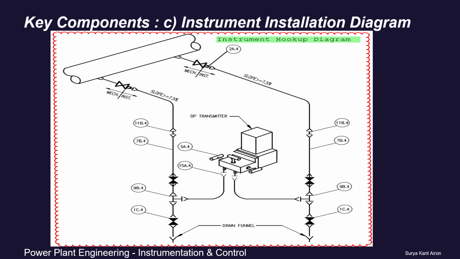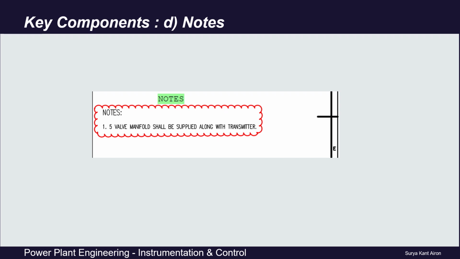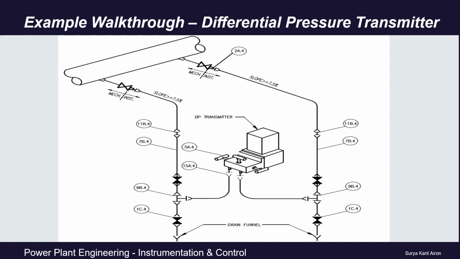And last but not the least, there is a mention of special notes on the sheet. Like in this particular diagram, the special note is regarding the supply scope of a five-way valve manifold used for DP transmitter installation. Let's walk through a simple example, a hookup diagram for a differential pressure transmitter used for water services.